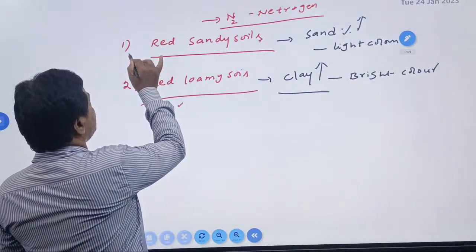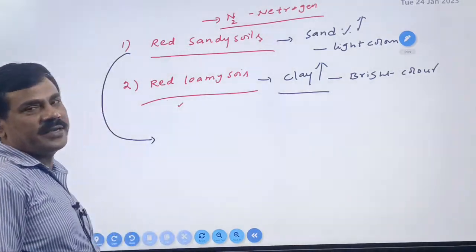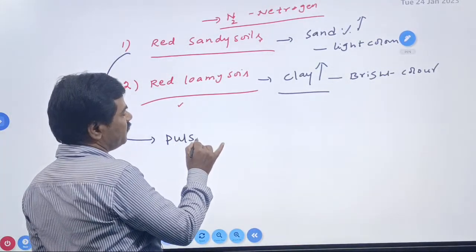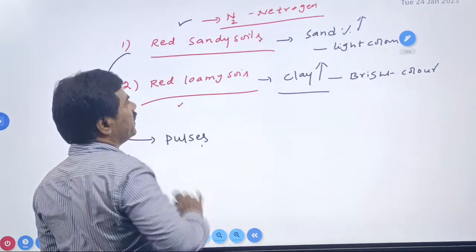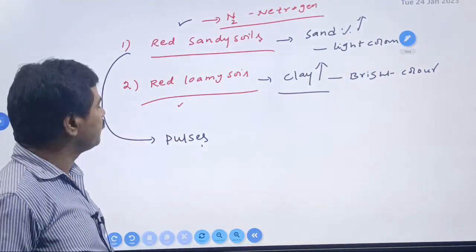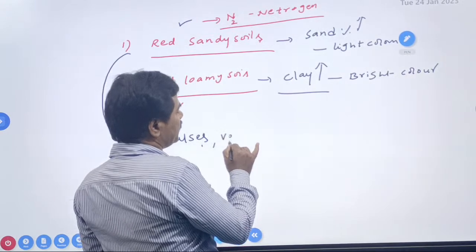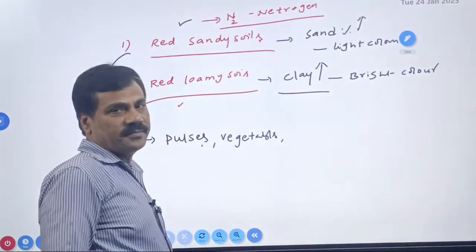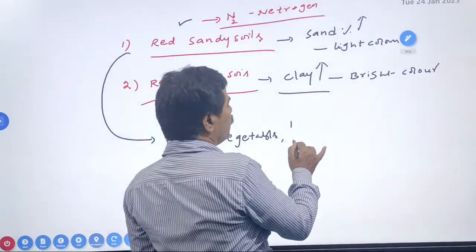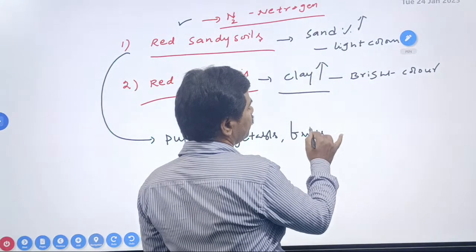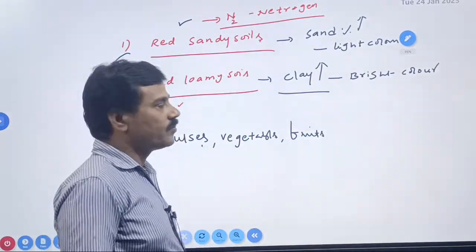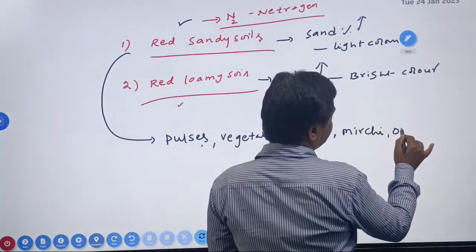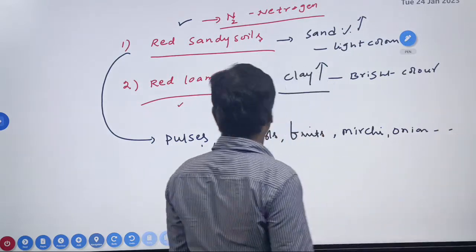Sandy soil is suitable for pulses. Maximum pulses are cultivated in red sandy soil. Vegetables and fruits are also cultivated. Mirchi, onion, and similar commercial crops are also cultivated.